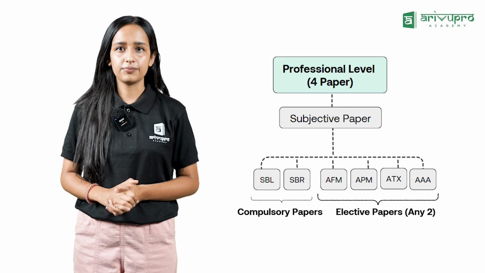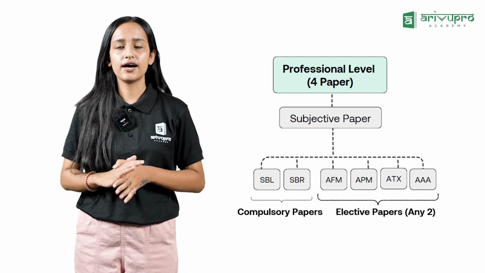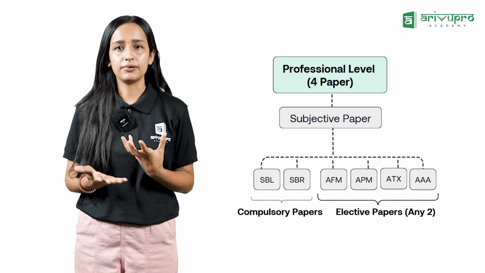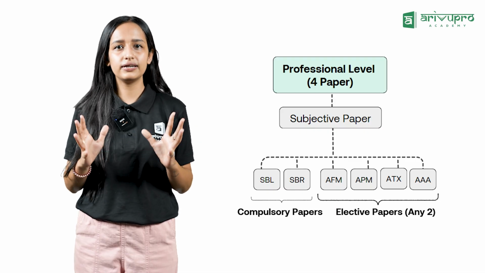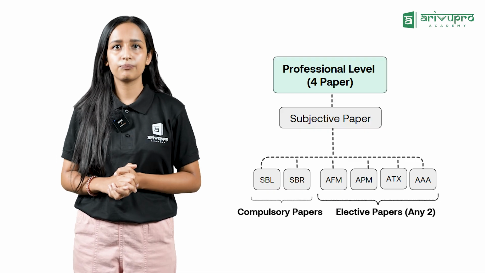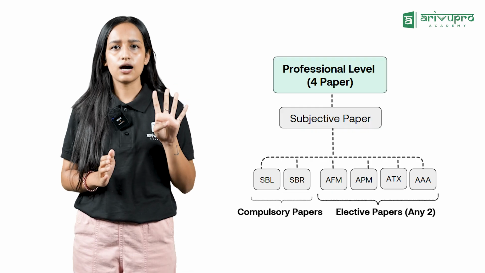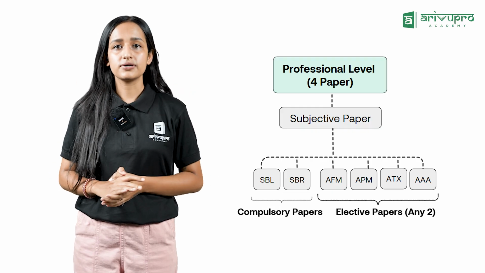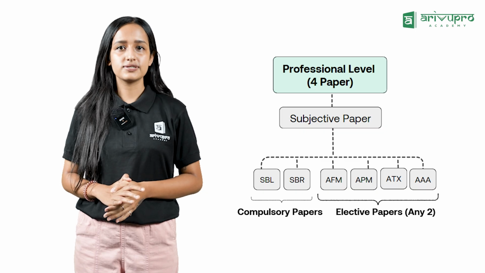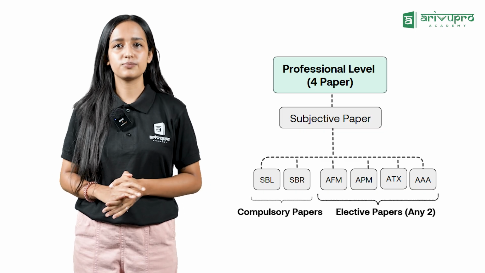Now, finally, let's come to the professional level papers. Professional level papers are papers that show you the real world application to these skills. These don't have any MCQ also. This is completely constructed response answers. This one has 4 exams, out of which 2 are optional and 2 are compulsory. The 2 compulsory papers are SBL, which is Strategic Business Leader, and SBR, which is Strategic Business Reporting.